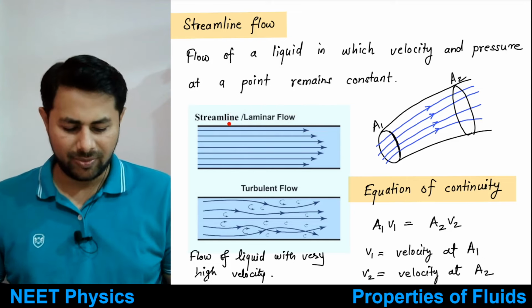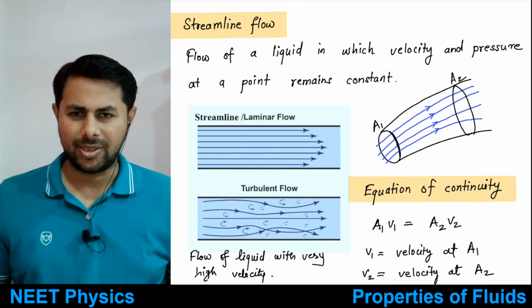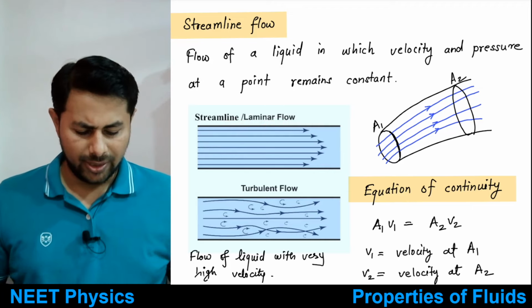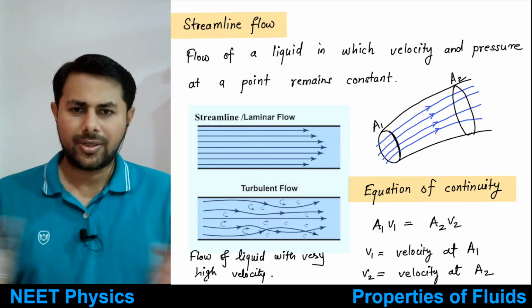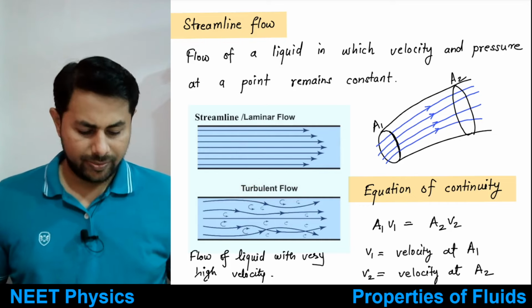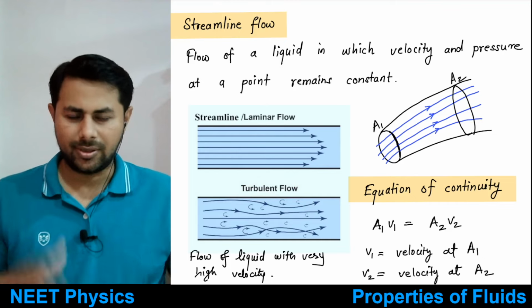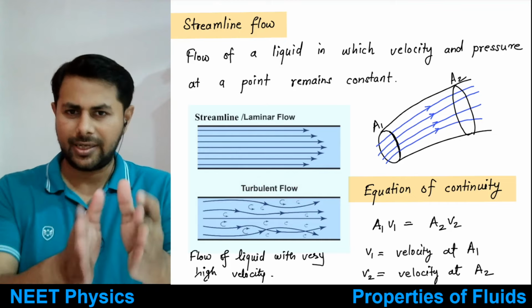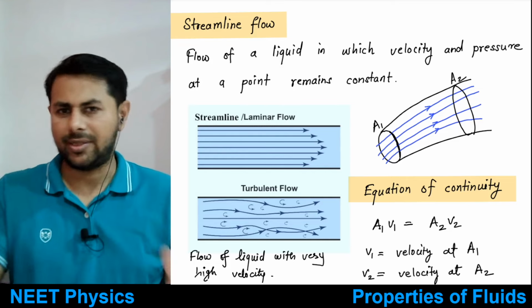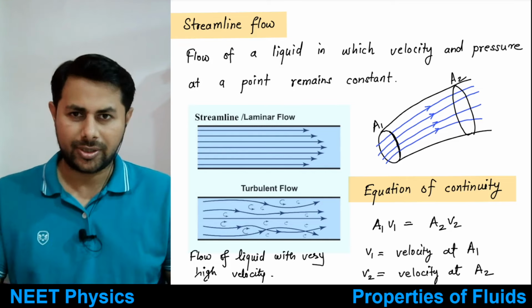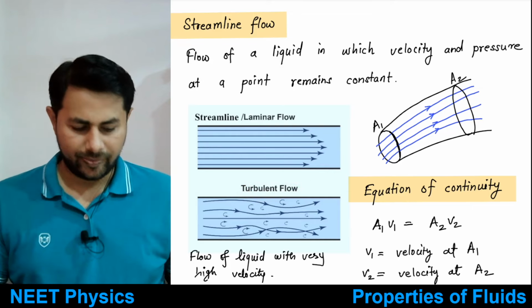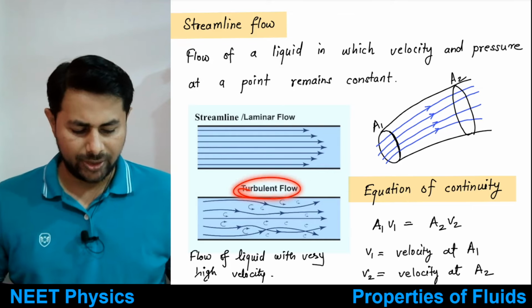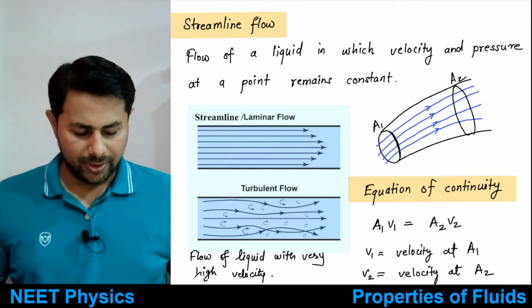Okay, it is called a streamline flow, or it is also called a laminar flow. Now if there is complete disorder in the flow, so in case of a flood, suppose the water doesn't flow in a straight direction, what happens? It flows here and there. There is complete disorder. So that flow is known as a turbulent flow.